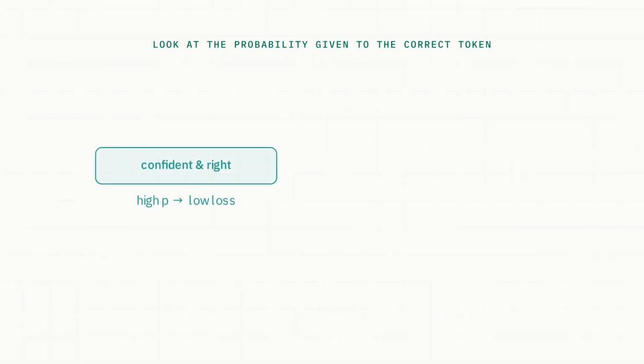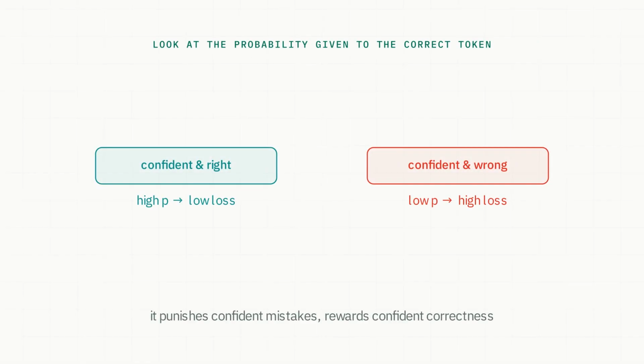And the idea behind it is elegant. We look at how much probability the model assigned to the correct token, the one that actually came next. If the model was confident and right, it gave the true token a high probability, and the loss should be low. If it was confident and wrong, it gave the true token a low probability, and the loss should be high. The loss punishes confident mistakes and rewards confident correctness.